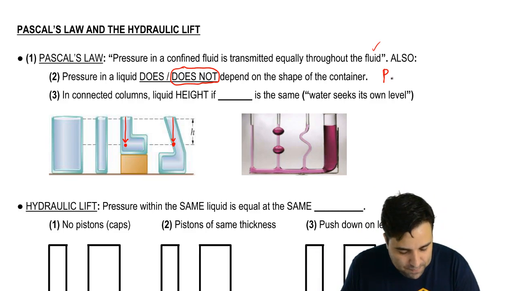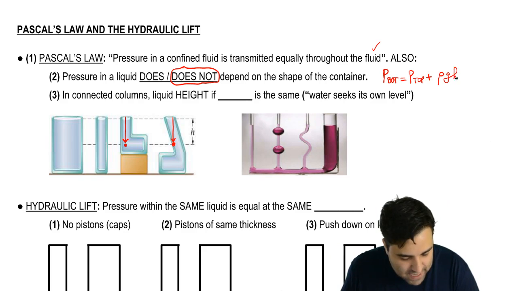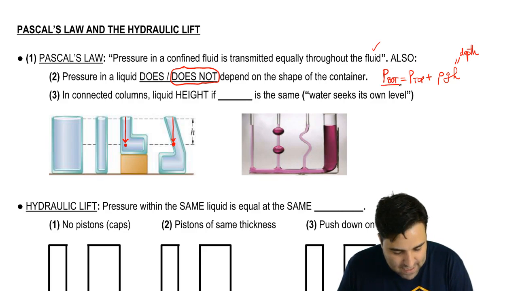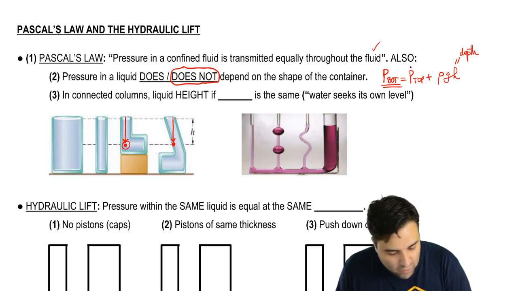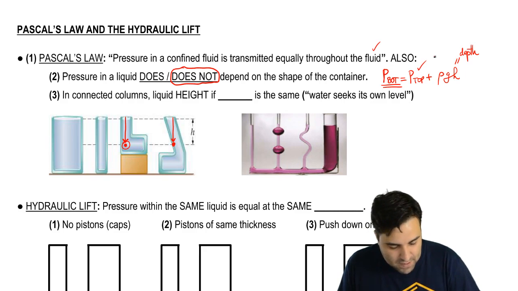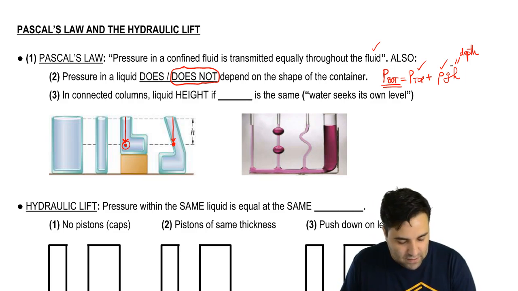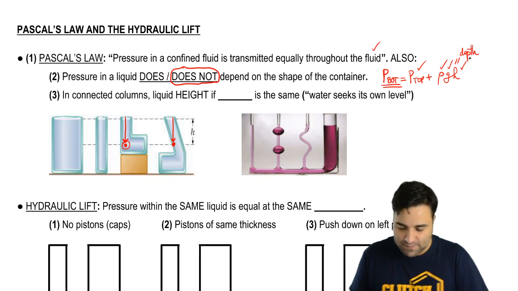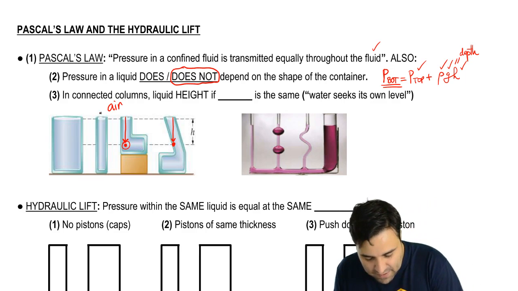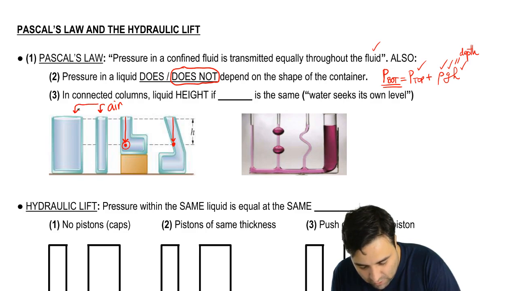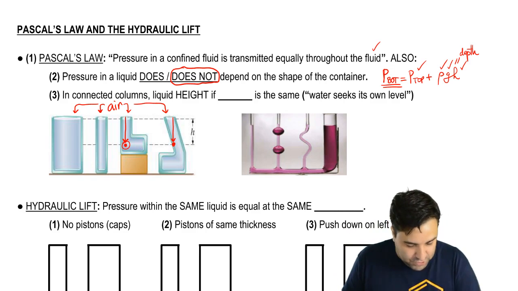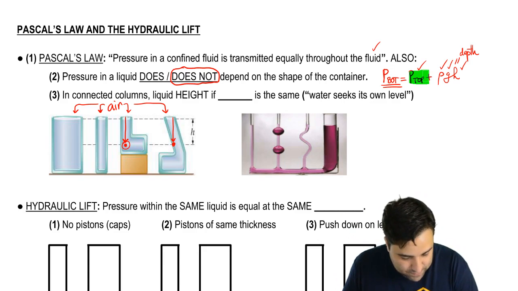If you remember, P bottom equals P top plus rho g h, and h is depth. So pressure at the bottom over here only depends on the pressure at the top. It only depends on the density of the liquid, on gravity, and on depth, right? So if you have air up here, then air is pushing down on all of these just the same, with the same amount of pressure. So pressure at the top, therefore, is the same.